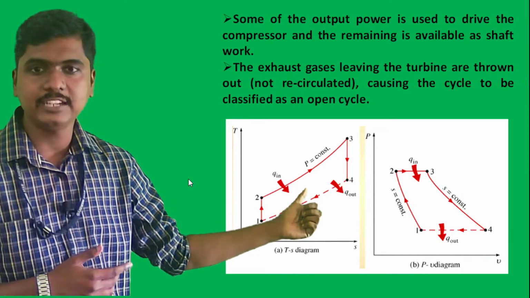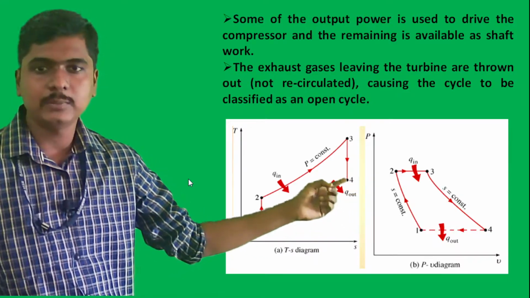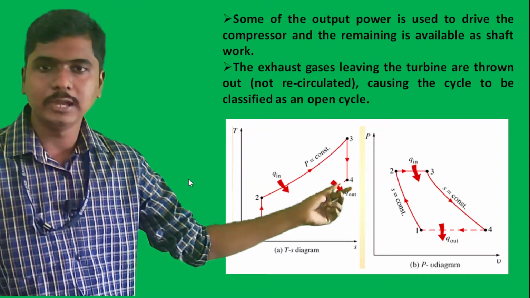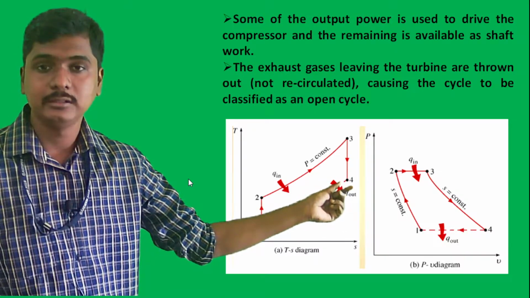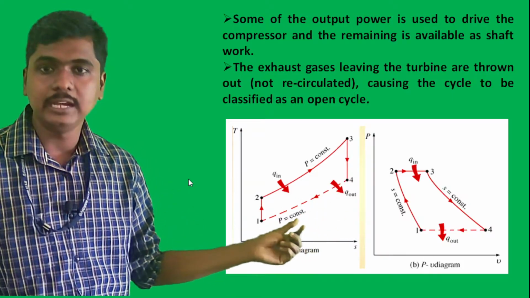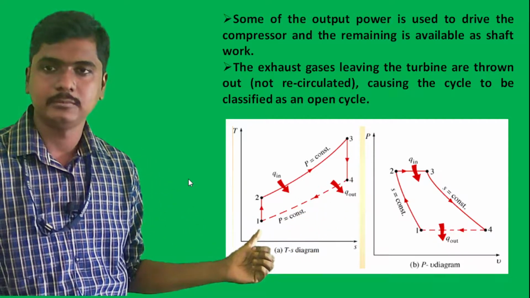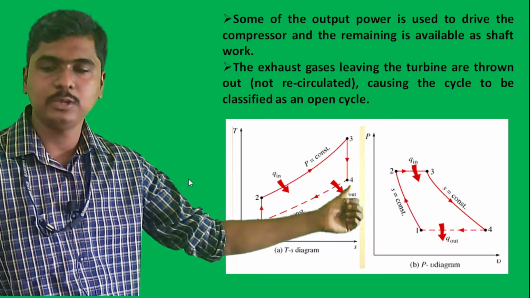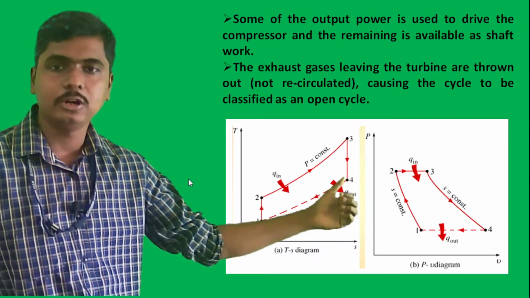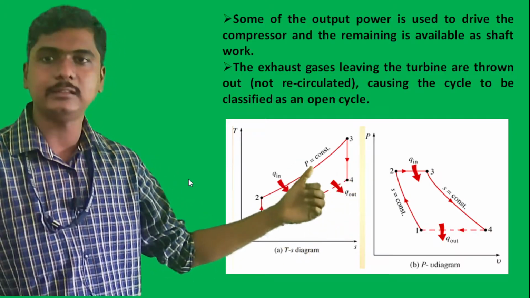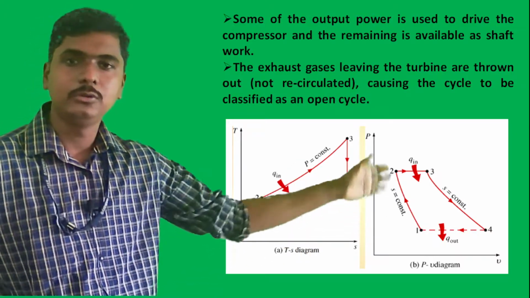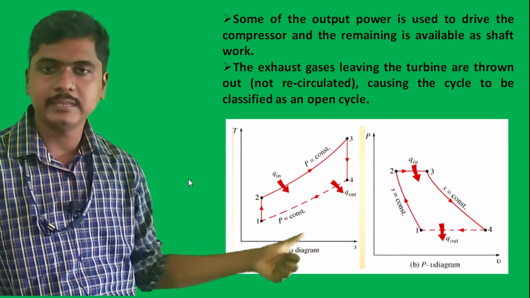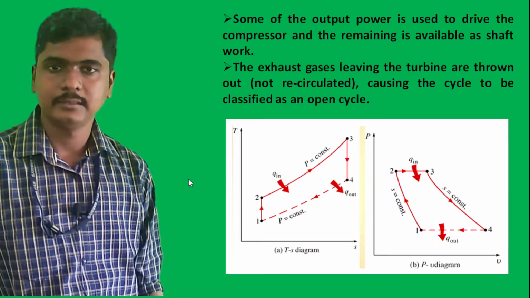Why is it an open cycle gas turbine? This means whatever output gases we get at process 4, we are not going to direct that gas to the inlet of the compressor. Whatever the exhaust gas we get from the turbine is not going to recirculate once again. We are going to leave it to the atmosphere. That's why it is an open cycle gas turbine.